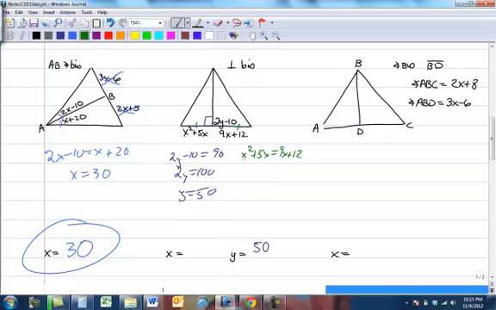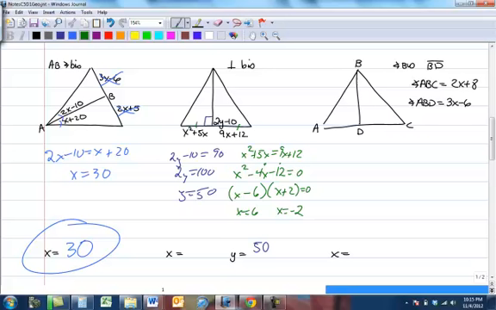Uh-oh, I got x squared and x. What are we going to have to do? Factor. So you got x squared minus 4x minus 12 is equal to 0. What multiplies to negative 12 and adds up to negative 4? You got x minus 6 times x plus 2 equals 0. So you got x is equal to 6, and you got x is equal to negative 2.